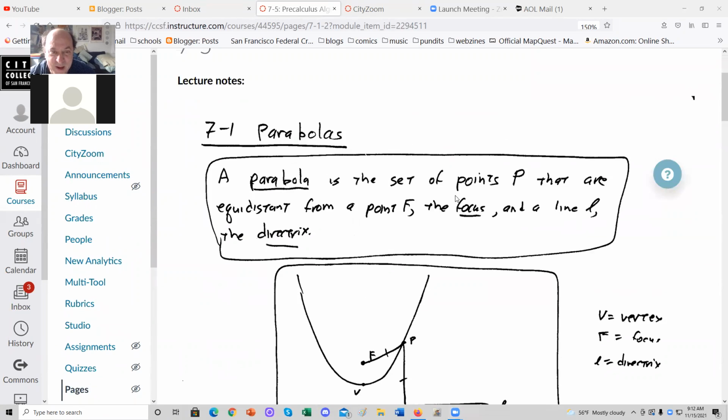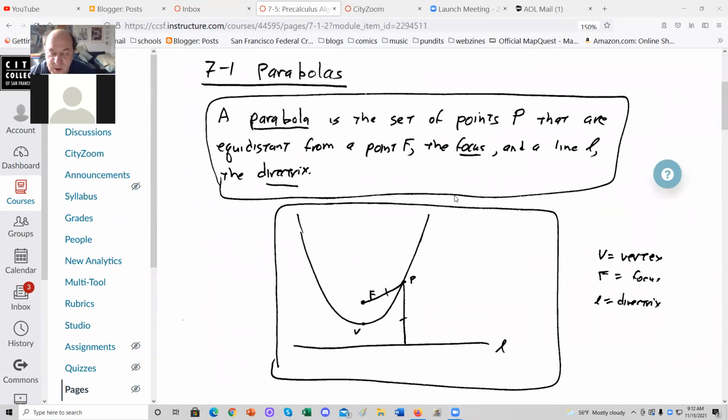We proceed. Today, parabolas and ellipses. A parabola, okay, there's a geometric definition and an analytic geometry definition. The geometric definition is there's a point called the focus and a line L called the directrix, and every point P on the parabola is the same distance to F as it is perpendicular distance to L. So PF is the same distance as PL.